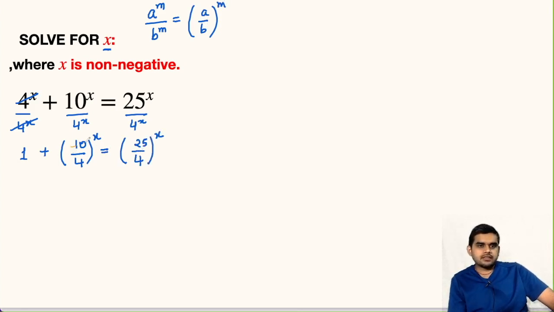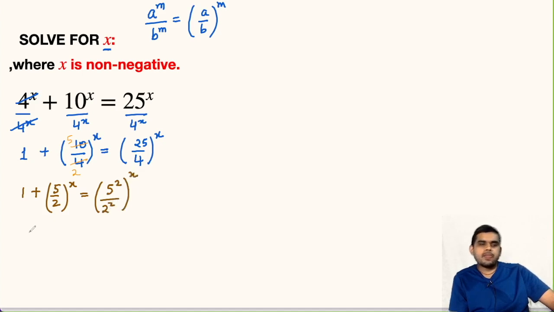Now we see that this numerator and denominator can further be simplified. So let us divide them by 2. So this is 2 and here it will be 5. So this will give us 1 plus 5 upon 2 whole power x equals 25 can be written as 5 square, 4 as 2 square whole power x. So this will be 1 plus 5 upon 2 whole power x equal to 5 upon 2 whole square to the power of x.